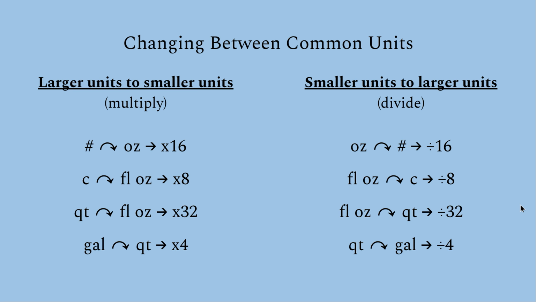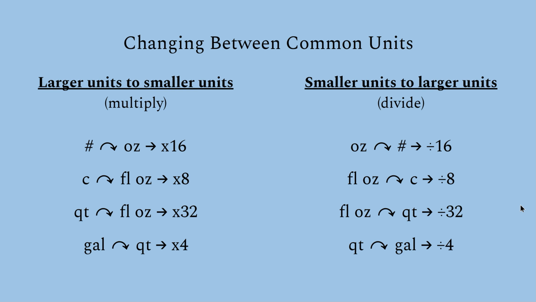If you're going down from cups to fluid ounces, you're going to multiply by 8 because there are 8 ounces in each of those cups. If you go from quarts to fluid ounces, you're going to multiply by 32 because every quart represents 32 ounces. And then gallons to quarts, you'll multiply by 4 because every gallon is made up of 4 quarts. So you're expanding in expression.